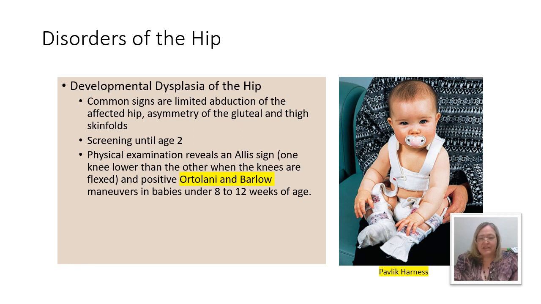And so this is an example of one of the harnesses that they would wear, and hopefully this is enough to correct it. And children should be screened for developmental dysplasia of the hip up until age 2, because it can be missed. It's not always caught by the pediatrician at the hospital or at the first couple well visits. So it's a maneuver that I recommend that you get familiar with if you're going to work with a pediatric population.